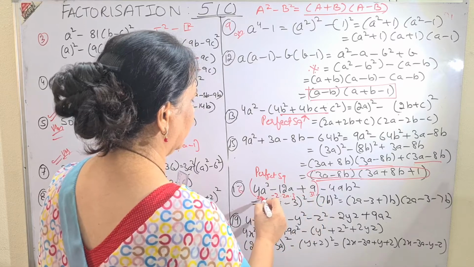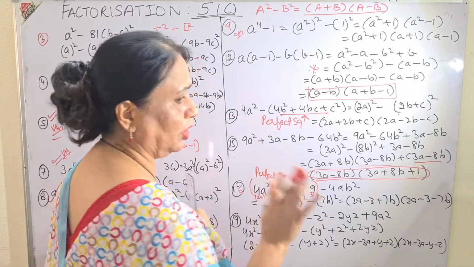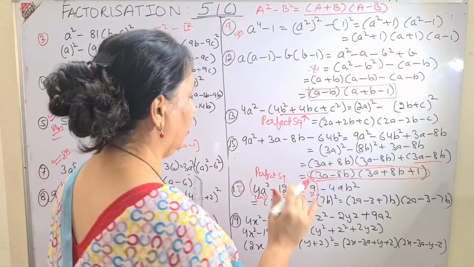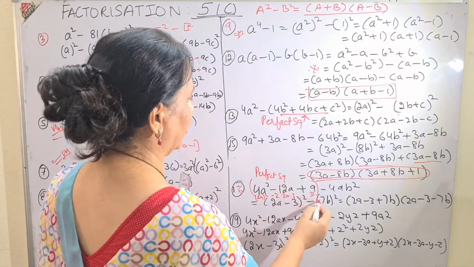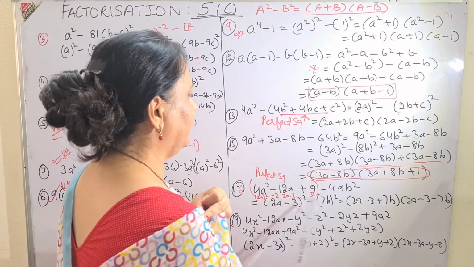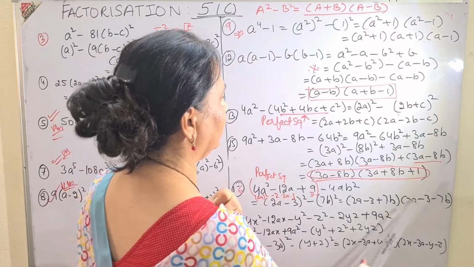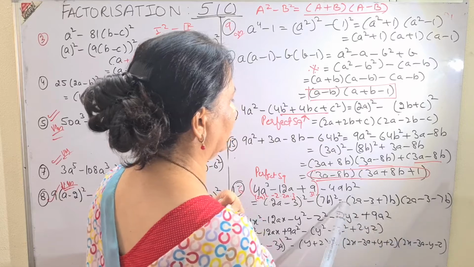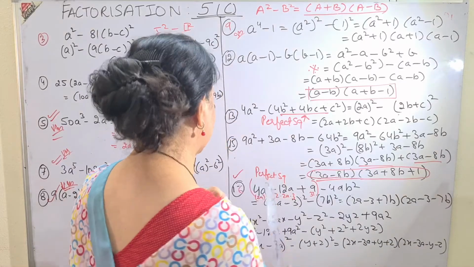If you want, you can do it in one step like this, but you should not, because you have been doing this for so long. You can write 2a minus 3 whole square minus 7b square. First term plus second term, first term plus second term, first term minus second term. That is your required answer. One of the important sums.